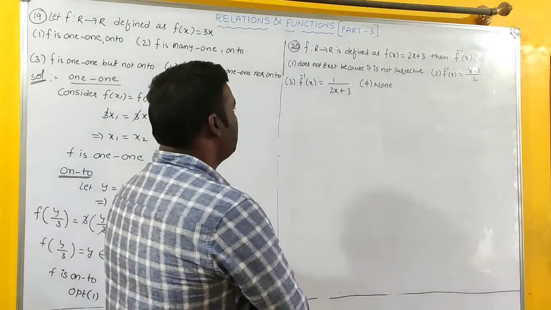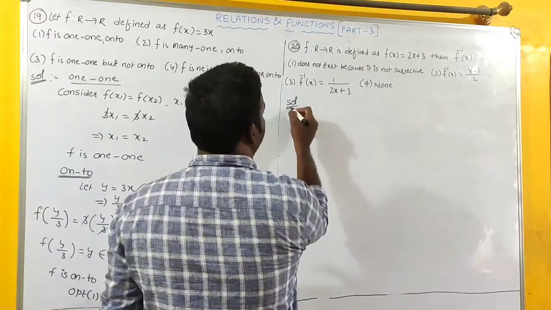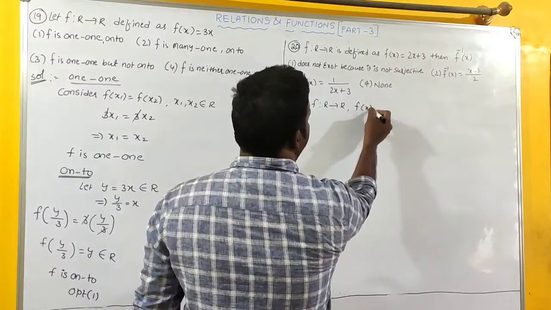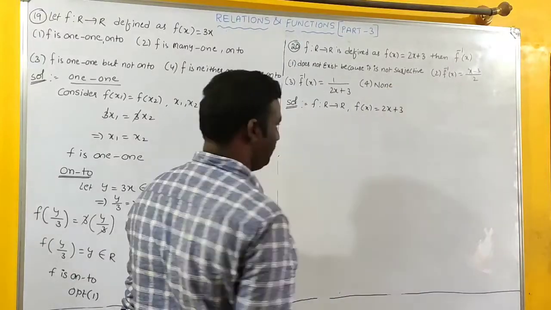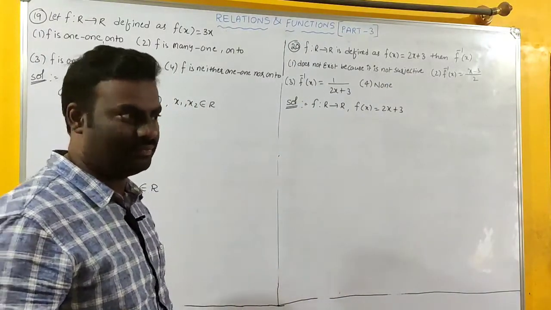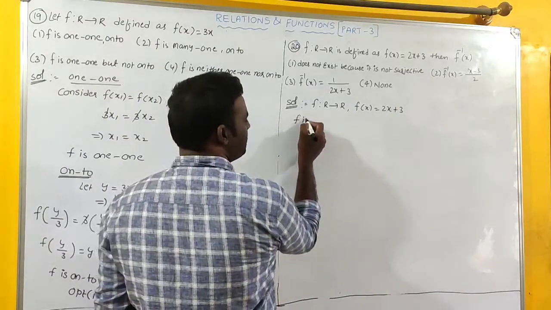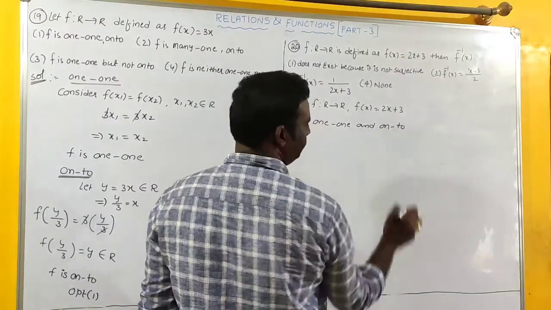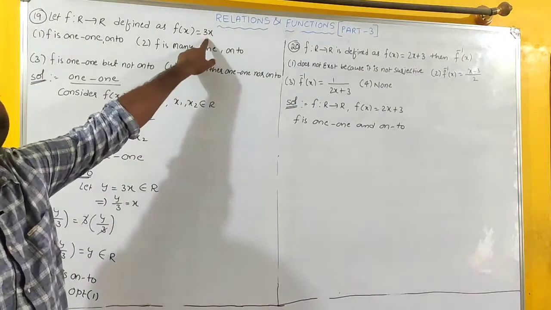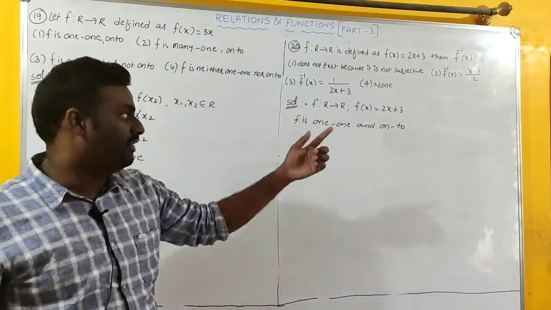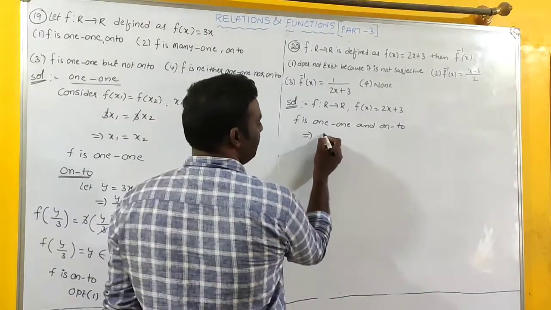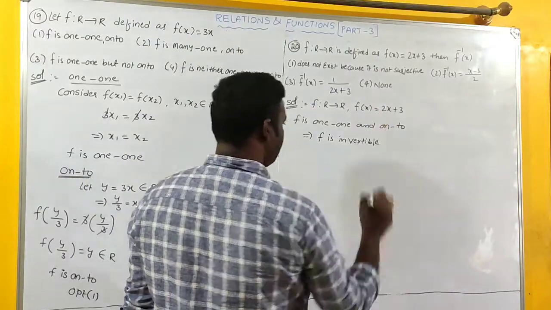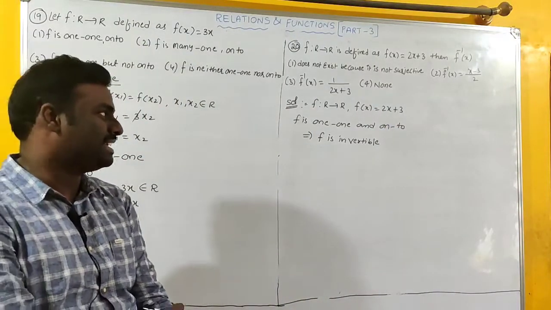Coming to question number 20. f maps R to R and is defined by f(x) = 2x + 3. See, this is a linear equation. We know that f is 1-1 and onto. Very clear, we just proved it with the same method. If f is 1-1 and onto, then we can say f is invertible. f is invertible means the inverse exists.